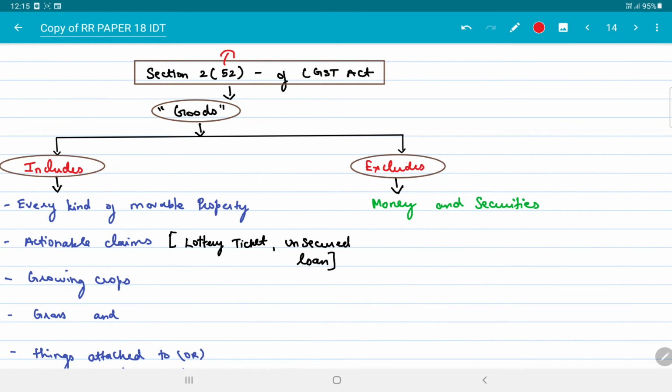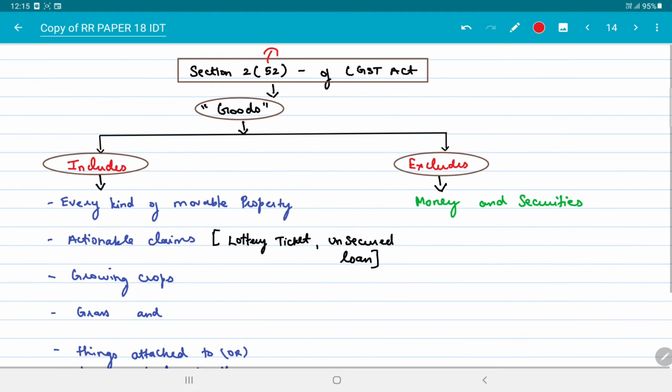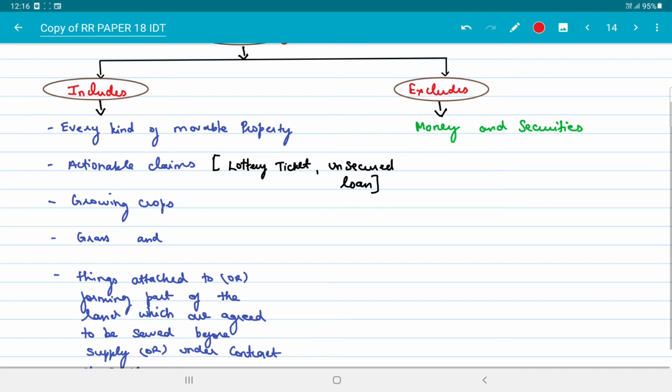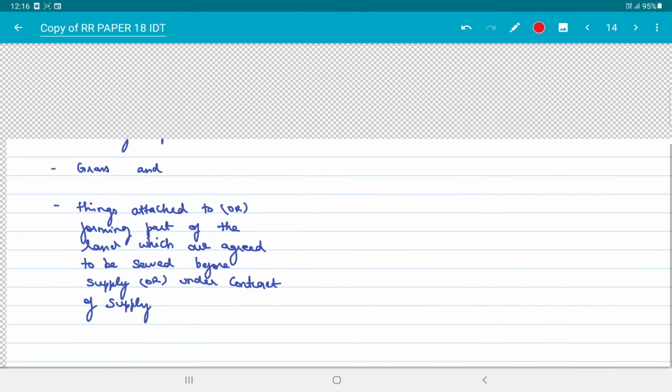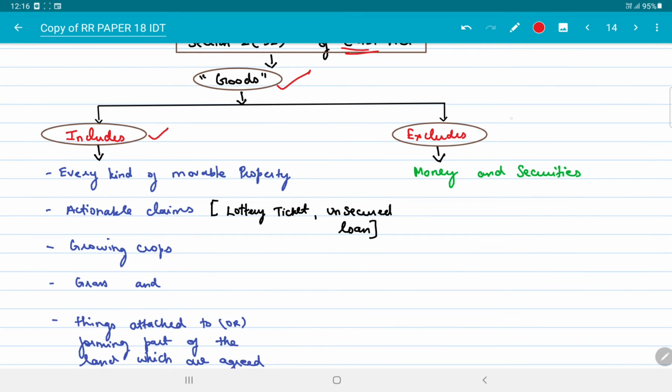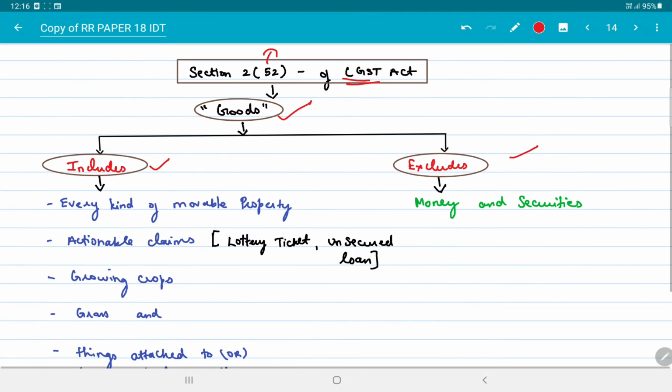Now we saw section 2(56) India. Section 2(52) of the CGST Act tells about goods. What is goods? Article 366(12) gave a simple definition, but that is not clear. You should know this. Under GST, what is goods? Goods has some inclusions and some exclusions. So this is the flowchart.